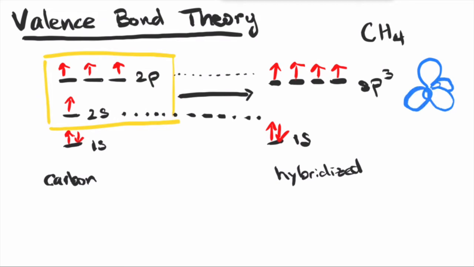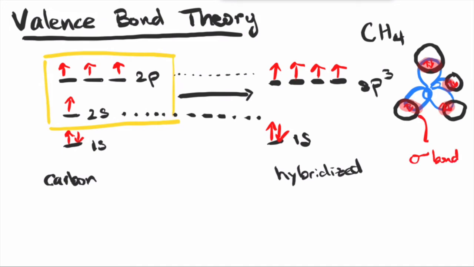All right, so now we can add in the hydrogen 1s orbital to draw in the valence bond theory for CH4. In CH4, all of these overlaps are head-on. So what would we call these bonds? They're called sigma bonds.